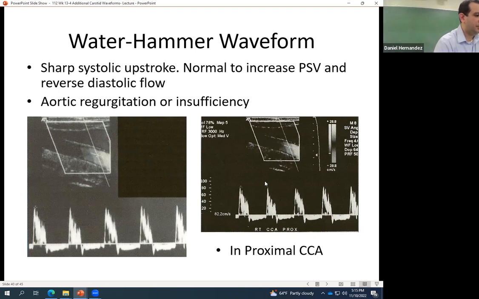We got normal velocities during systole. Just during diastole, we get this flow reversal due to blood flow just coming retrograde due to that leaky aortic valve.